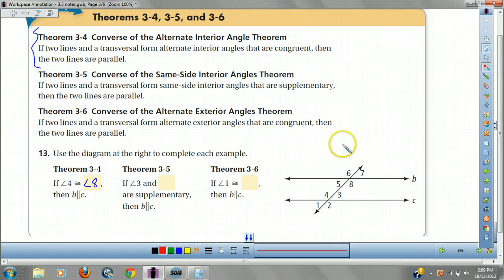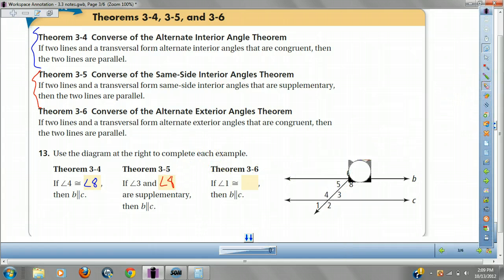Now, 3 is supplementary to something. So we look at 3. Well, this says same side interior angles. So that means we do not jump over a line, but we stay on the inside. Okay? So we stay inside, we don't jump over a line. Oh, it must be 8. No, I'm not going to. I'll put a dash line because those are not congruent. They add up to equal 180.